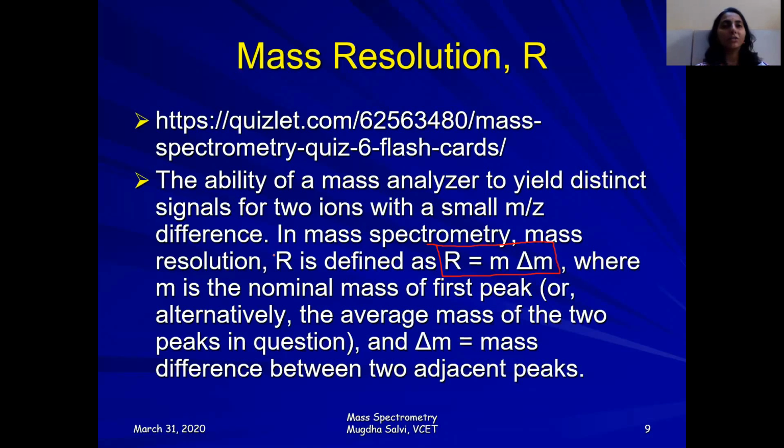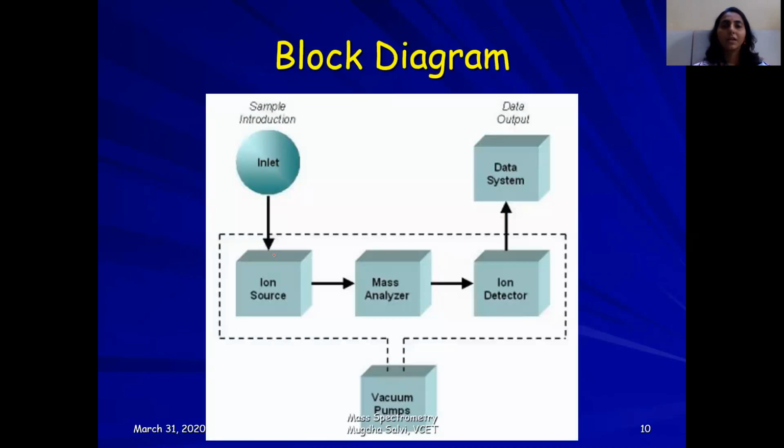As we saw in gas chromatography, similarly here also we'll obtain peaks in the graph. This is a very simplified block diagram for a mass spectrometer. So the first and the foremost is the ion source.